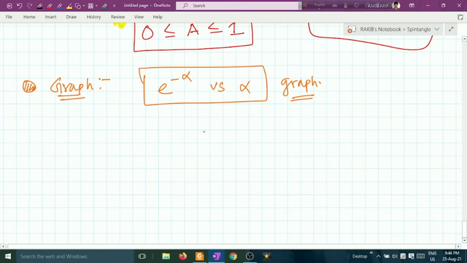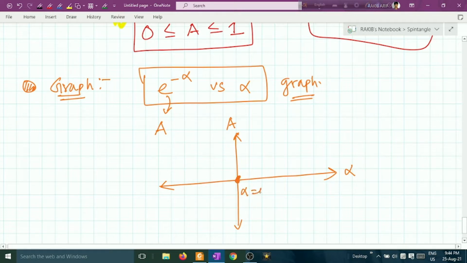This graph will look like, what is e to the power minus alpha? This is a. And what is alpha? Alpha is a parameter. You can check this from the calculation: in this place we are taking a, in this place we are taking alpha. When alpha equals 0, what is the value of a? Put alpha 0 here: a has value 1.